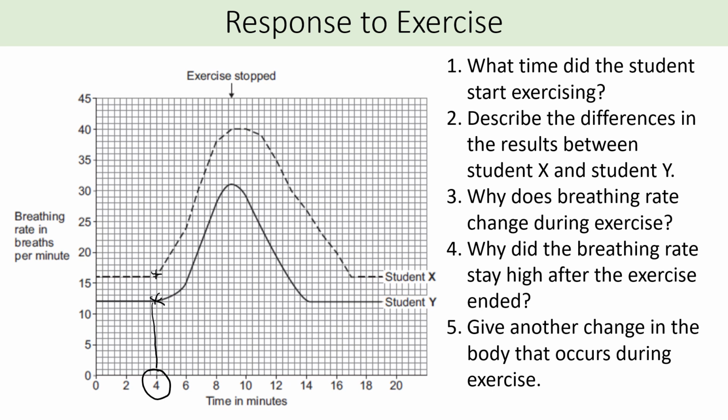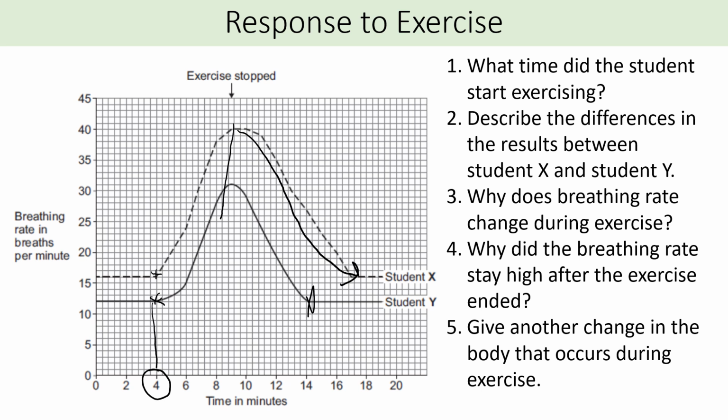It then says describe the differences between student X and student Y. Well, we can make a comparison in terms of their initial breathing rate being different. We can also think about the change in breathing rate that has occurred, and there being a bigger increase in student X compared to student Y. We can also compare how long it took before they went back to a normal breathing rate. You can see that the exercise stopped around this time, but this took much longer to get back to the normal breathing rate compared to student Y over here. So there are our differences.